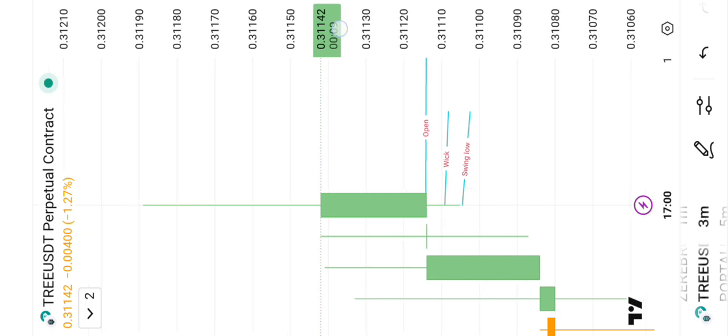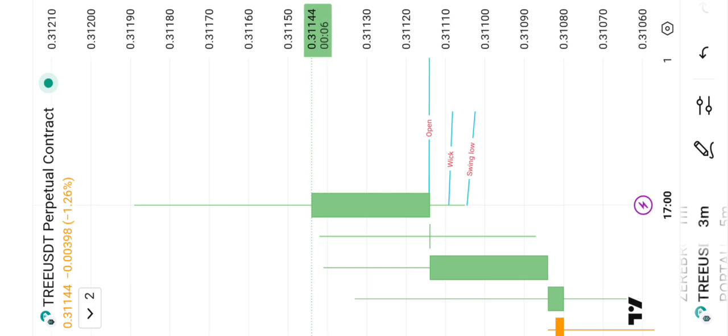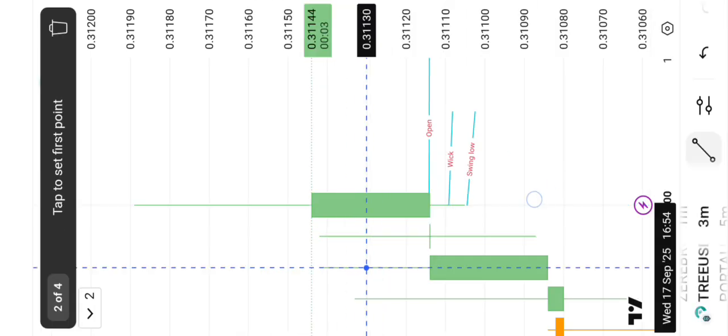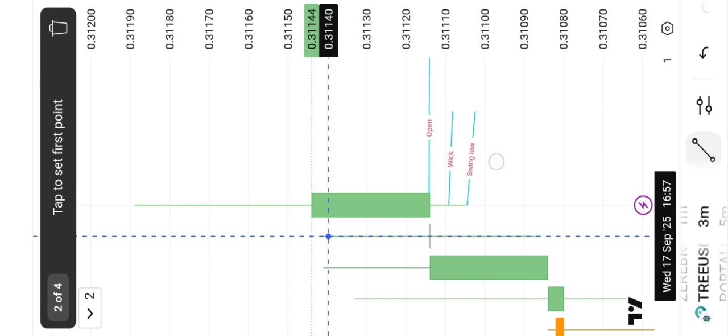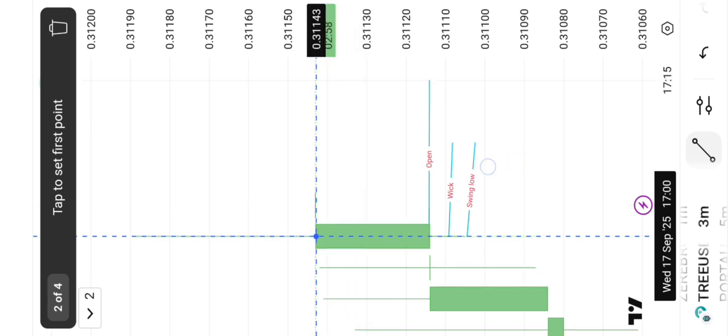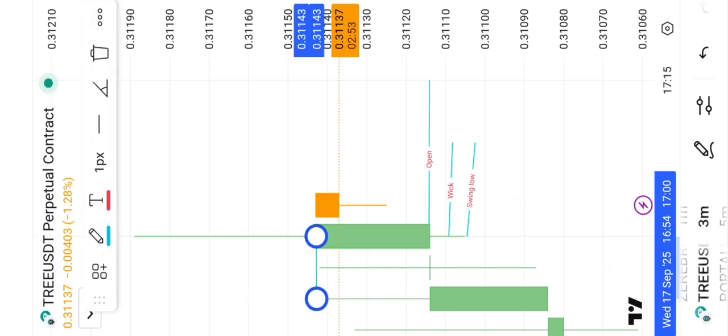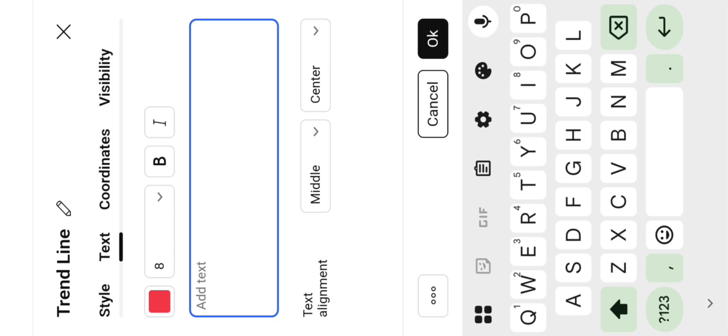Remaining 10 seconds, 9 seconds, 8 seconds, 7 seconds. You see where it will close now. When it closes, another candle will open at that particular time. Can you see? It's closed here. Another candle has opened. This is a bullish candle. It's closed here.